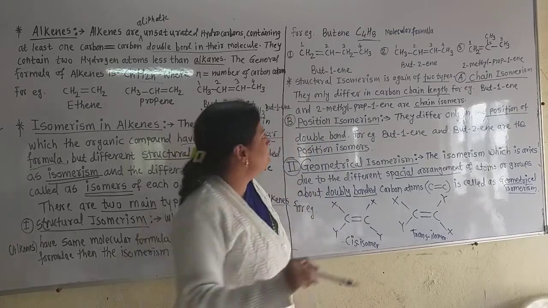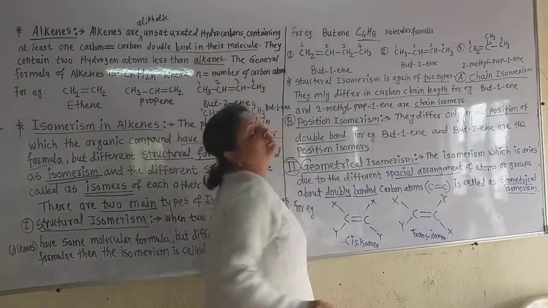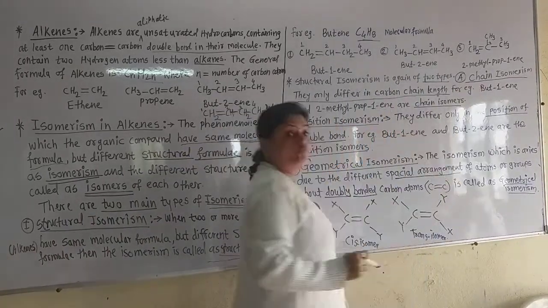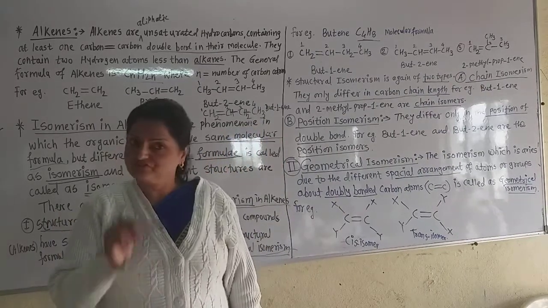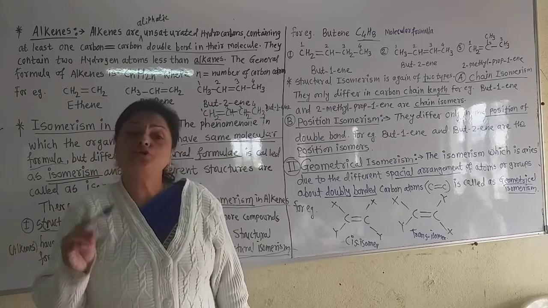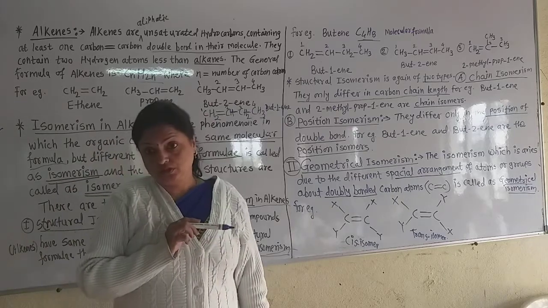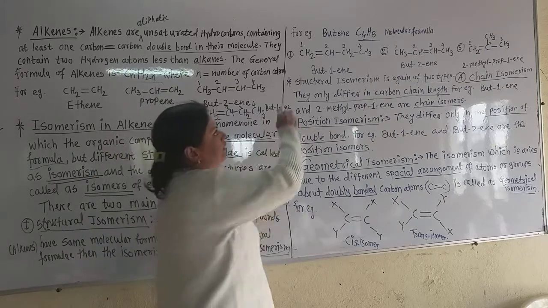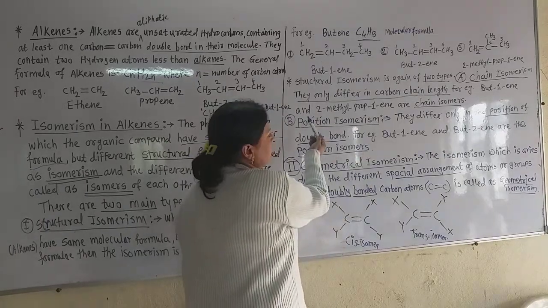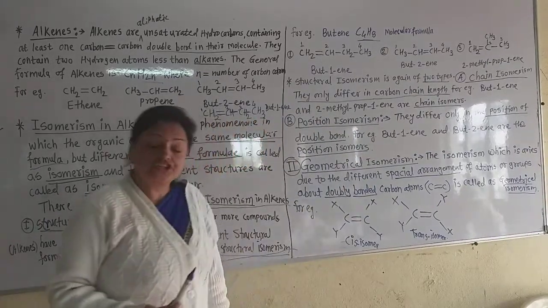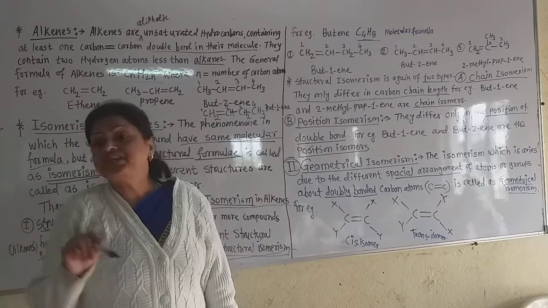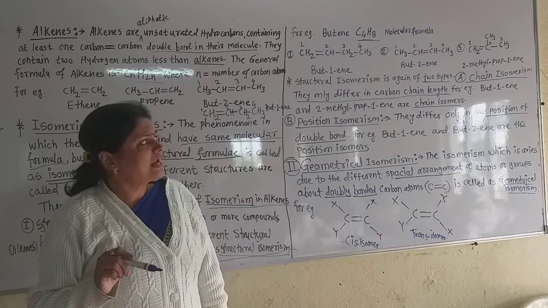And the best example is but-1-ene and 2-methylprop-1-ene. Or you may give these two, but-2-ene and 2-methylprop-1-ene. These are also chain isomers, 1 and 3 or 2 and 3. So in the examination you must write the examples of chain isomerism also. I give here these three structures. So you just write here that but-1-ene and 2-methylprop-1-ene are the chain isomers, or but-2-ene and 2-methylprop-1-ene are the chain isomers.